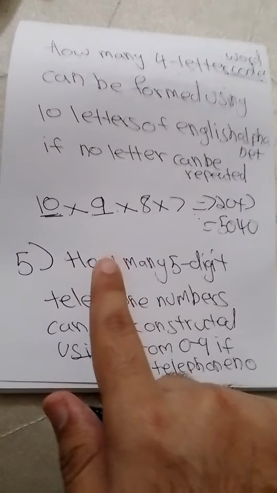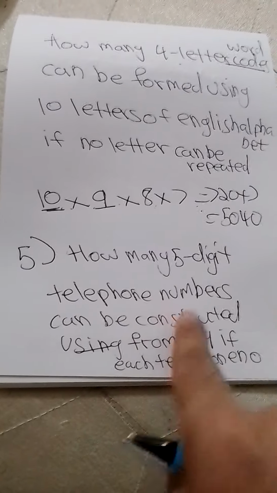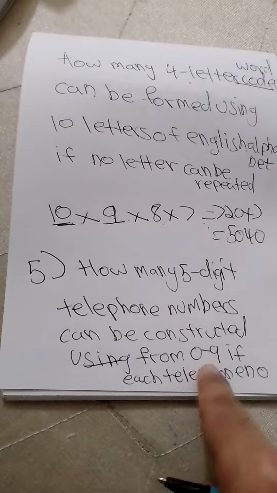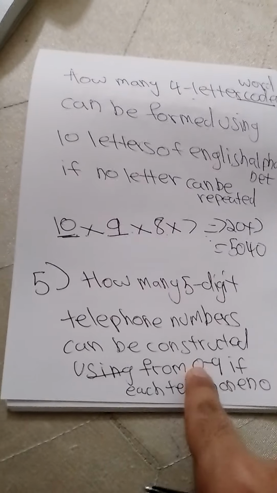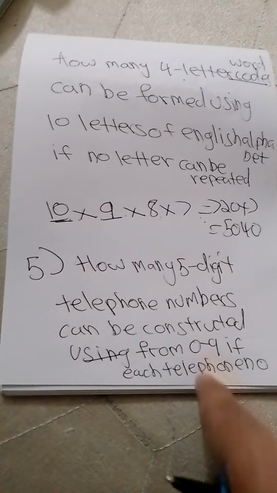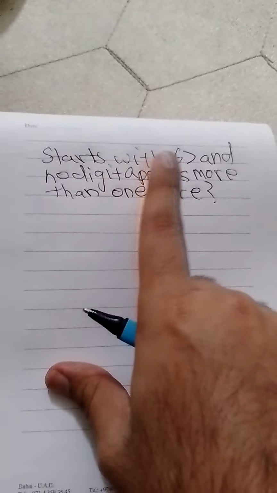So the question here is, how many 5-digit telephone numbers can be constructed from the digits 0 to 9? So there's a total of 10 digits including 0. So starting from 0 and ending at 9, there are a total of 10 digits. If each telephone number starts with 6, 7 and no digit appears more than once.